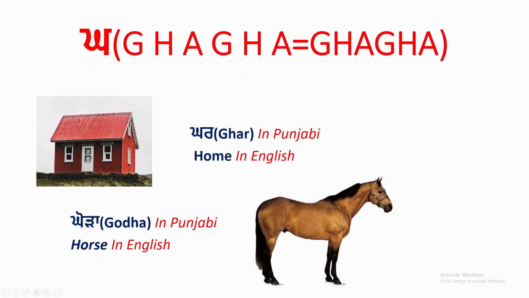These are words that I display on screen to remember this alphabet. First is ghagga for ghar, or we can say GH for ghar. It is called home in English and ghar in Punjabi language. Second example is ghora. The first two letters represent the alphabet GH. The whole word represents the word ghora. In English, it is called horse.